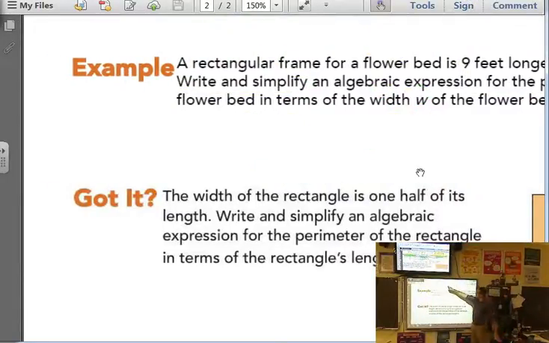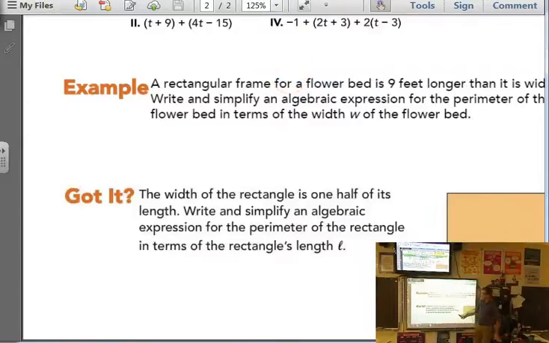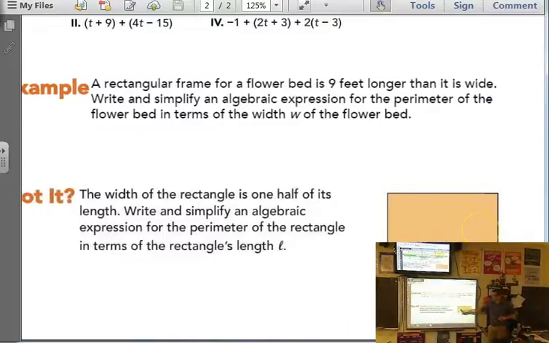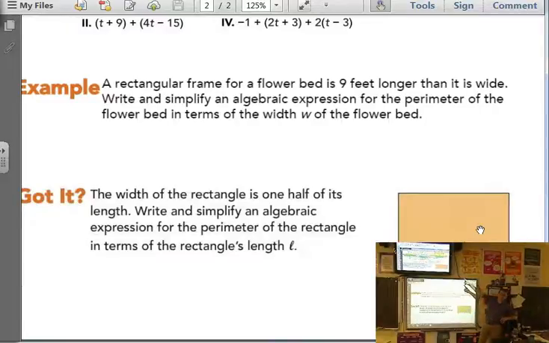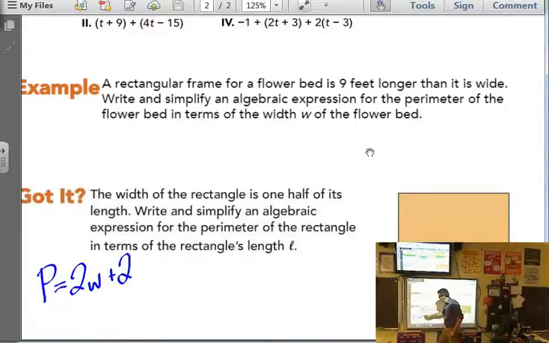Try this with the Got It right here. The width of the rectangle is 1/2 its length. Write an expression and simplify it for the perimeter. So we're going to use some of that same info. Perimeter is 2w plus 2l. So we might as well start with perimeter is 2w plus 2l. Then my advice would be, what's w and what's l.